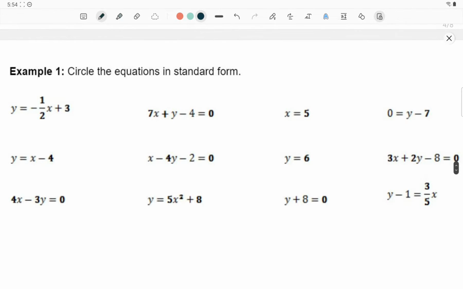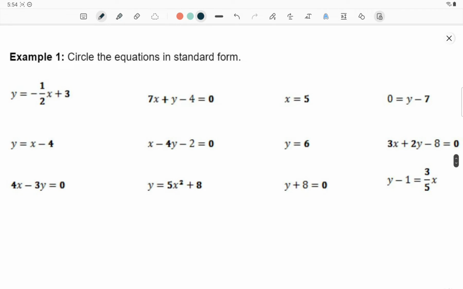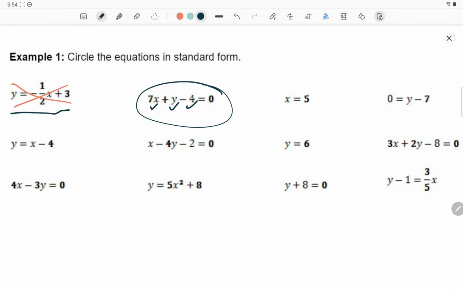Okay, so let's go ahead and circle the equations in standard form. What do we need to look for? Let's look at this first equation. This first equation has a fraction right away. That's bad. We need to make sure things aren't fractions. So right now, no fractions or decimals. That's good. Things are in order. You have x, you have y, you have a 4. The number in front of the x, the 7, is positive. So that's good. And it's set equal to 0. So this one is standard form.